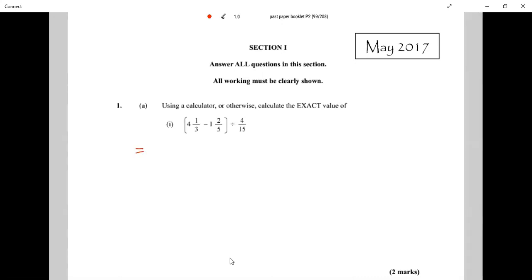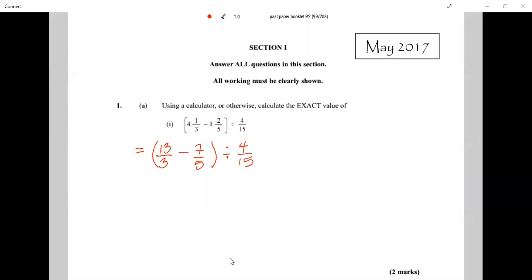I'm going to start by converting all mixed numbers to improper fractions. 3 fours, 12, and 1, 13. So this is 13 over 3 minus 5 ones, 5, and 2, 7. So this is 7 over 5. Divide by 4 over 15.